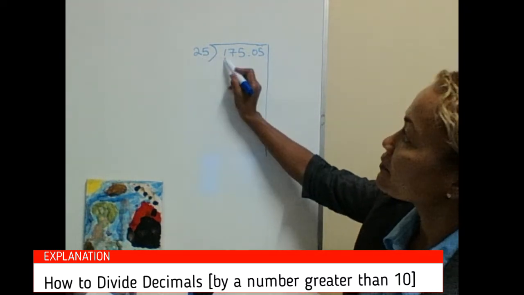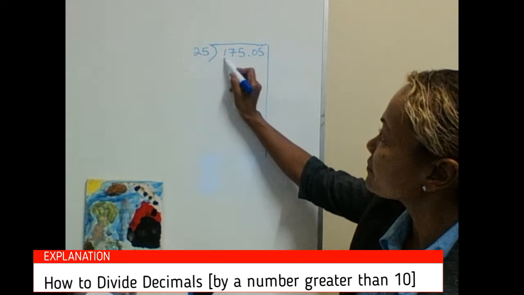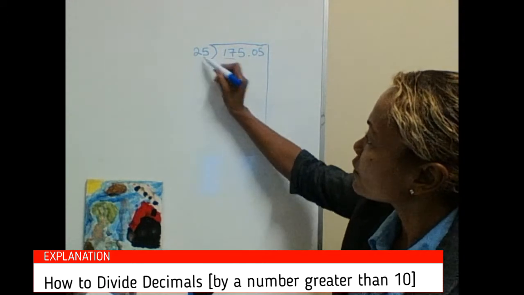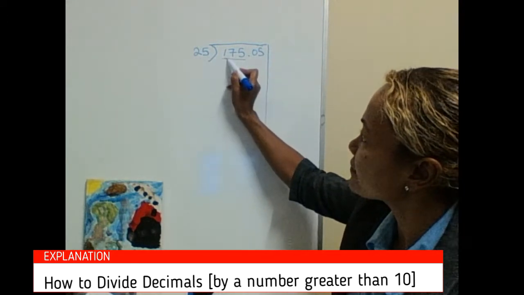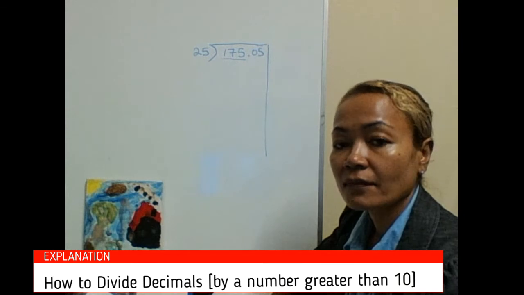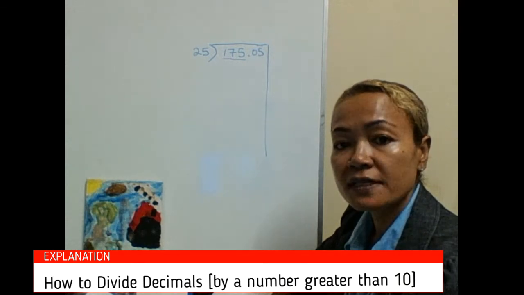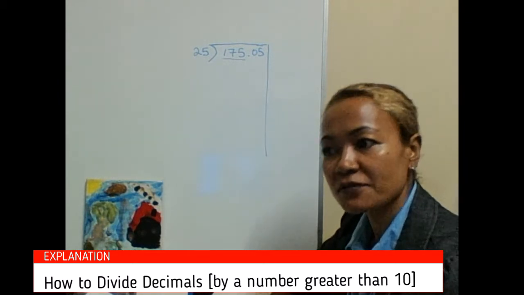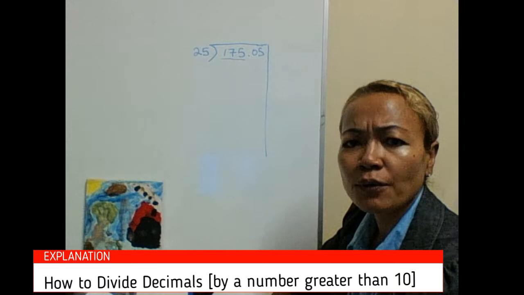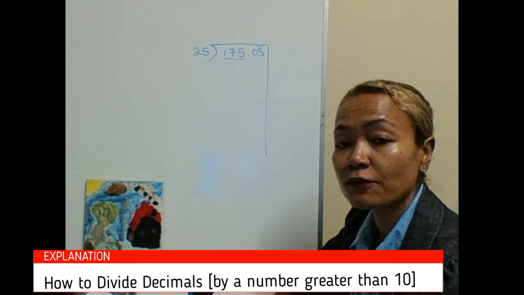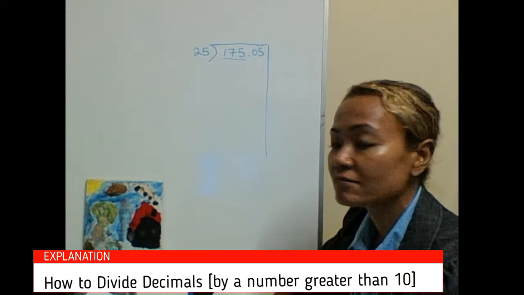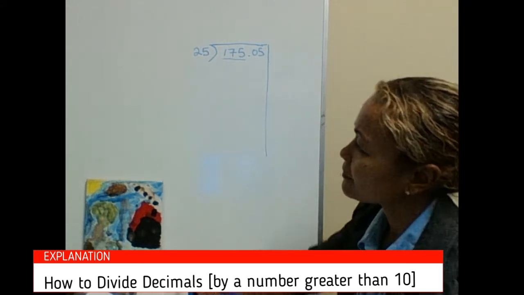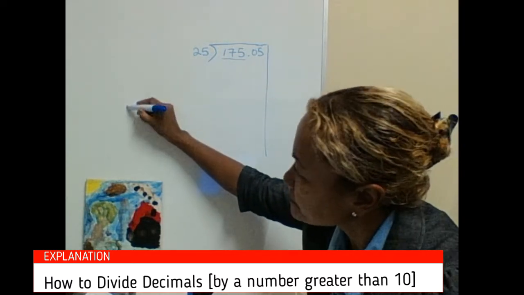How many times does 25 go into 1? Well, can't go. How many times does 25 go into 17? Can't go either. How many times does 25 go into 175? Okay, let's check something here. 25 plus 25 equals 50, right? And 50 plus 50 is equal to 100. So you know in every 100 there are at least 4 25s. So 25 times 4 equals 100. Okay. You can test that on the side.